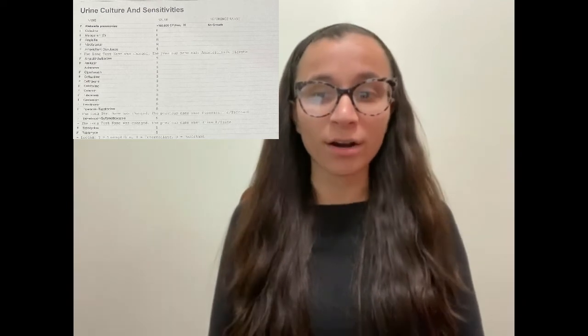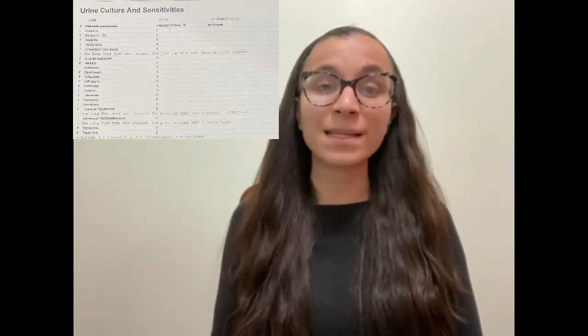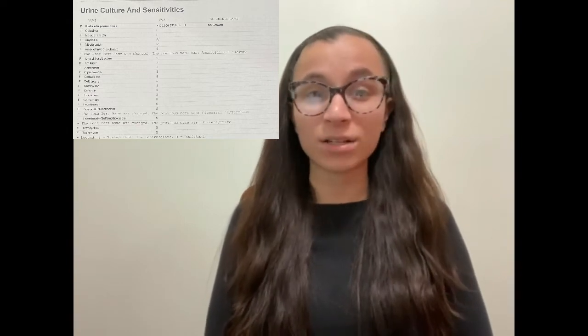Resistance, which is the R, means that the bacteria kept multiplying despite the antibiotics being there, so it's not a good choice of antibiotics. And I is intermediate, and intermediate basically means that you need more antibiotics, or even a higher dose or a longer time, in order to stop it from growing.